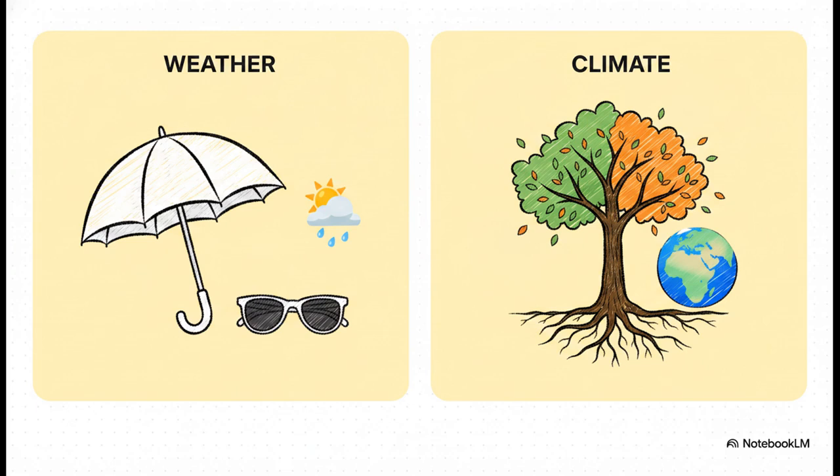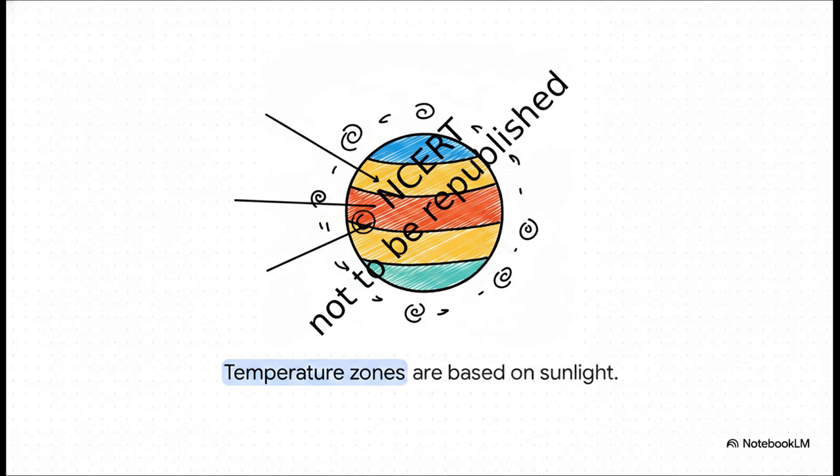The easiest way to think about it, weather is like your mood today. It dictates if you need to grab an umbrella or sunglasses. Climate, on the other hand, is your overall personality. It's a sum total of those weather conditions measured over an extended period, usually 30 years or more. The foundational driver for both of these is insolation. That's the incoming solar energy intercepted by Earth. Because we live on a sphere, sunlight strikes the equator dead on, making it incredibly hot.